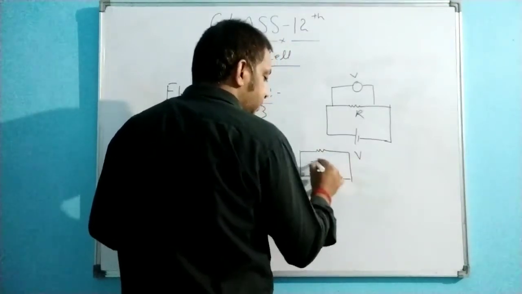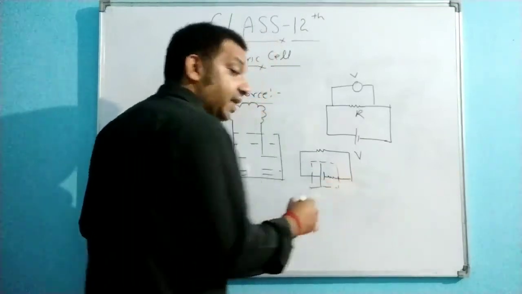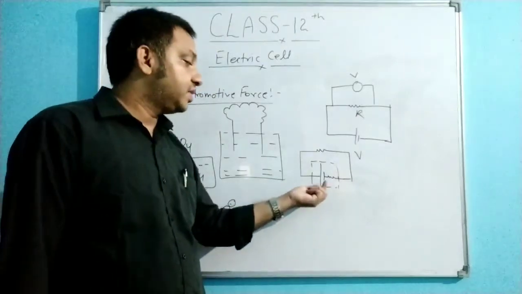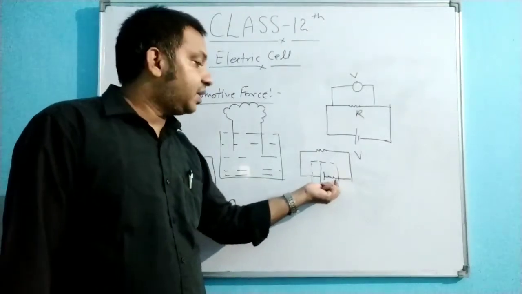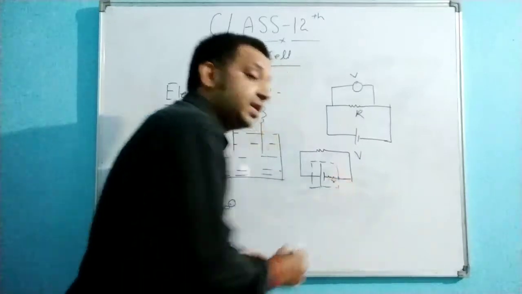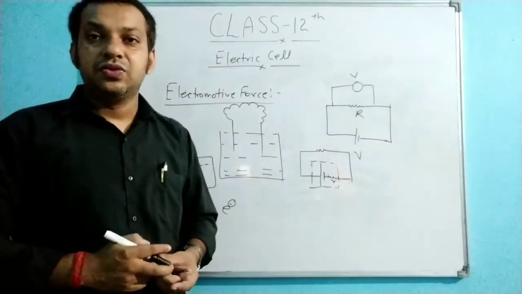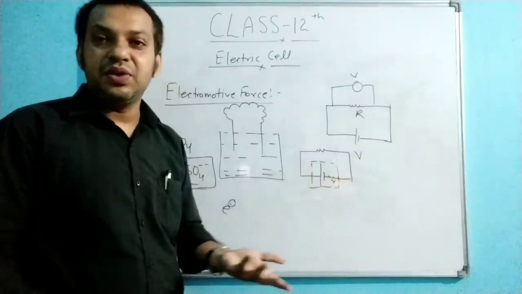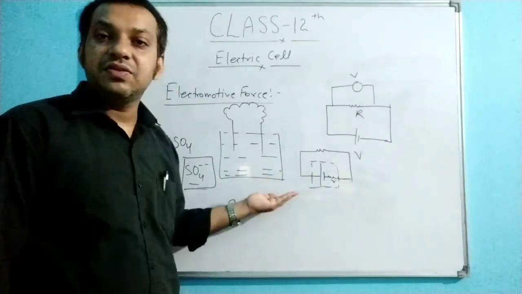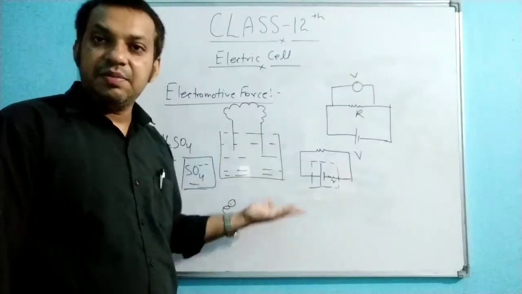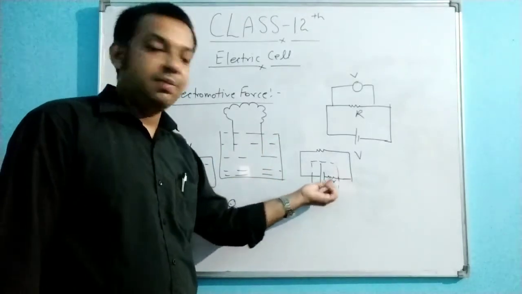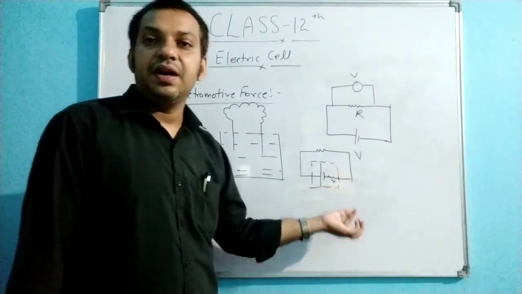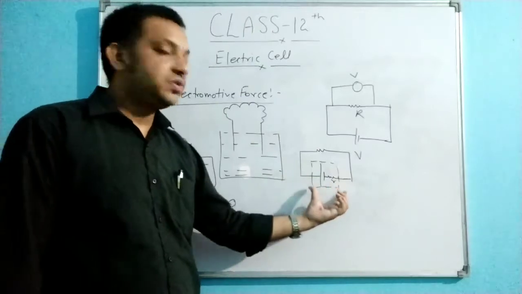If a cell is not an ideal cell, then you show the cell like this, with a small internal resistance r. This resistance is not outside of the cell, but it is a symbolic representation. Whatever resistance is offered internally by the cell, we simply represent it adjacent to the cell by a small resistance. So this is your practical cell.